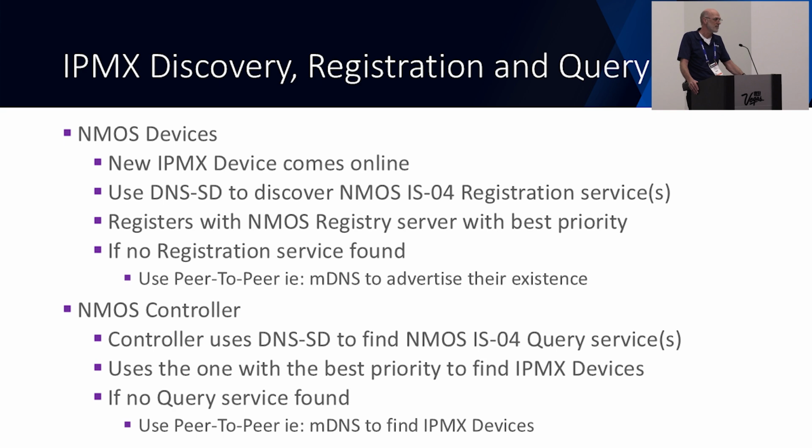The NMOS controller, on its side, looks for the query service using DNS-SD. It uses the one with the best priority it can find. And then if no query service is found, it uses peer-to-peer, and then it goes and finds the individual devices, and now it can control those devices directly.